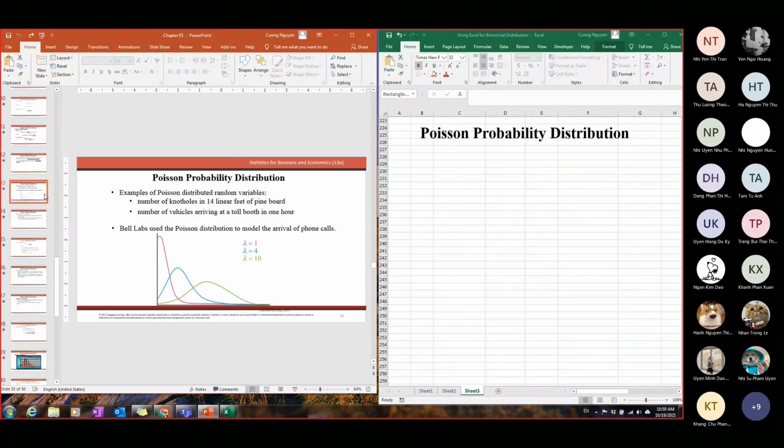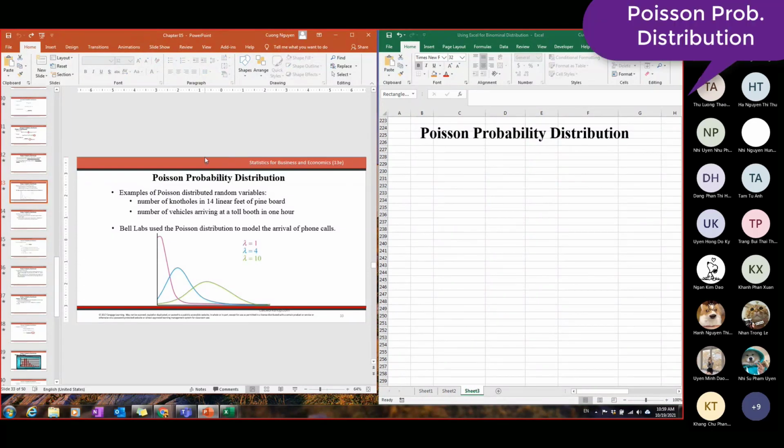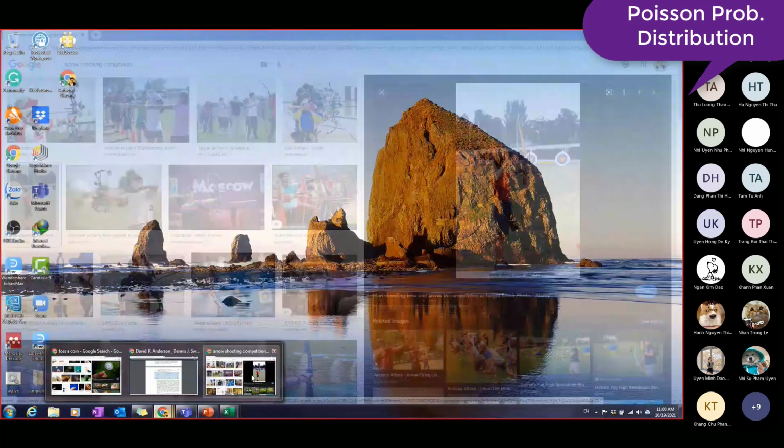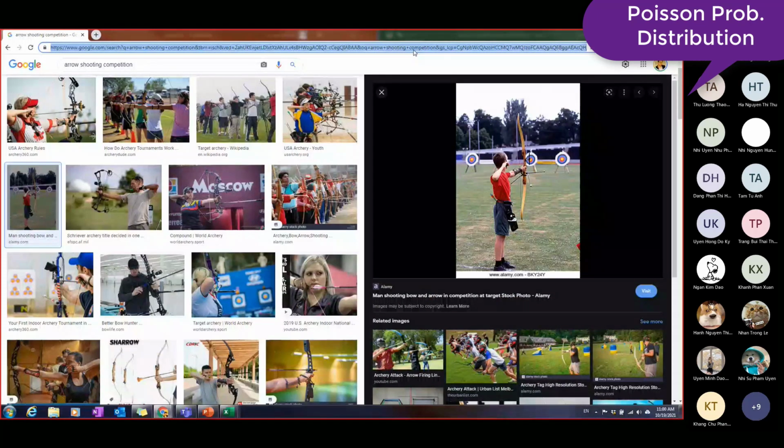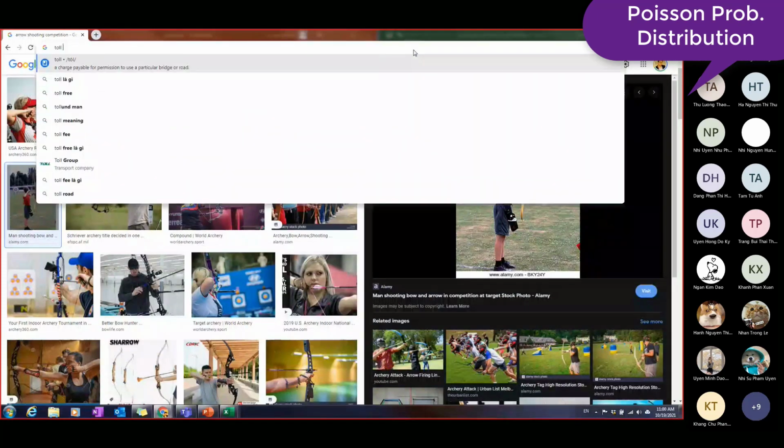With the Poisson probability distribution, people can talk about examples. The first example, as I already told you, is the number of customers coming to the store a day. Another may be the number of vehicles arriving at the toll booth in 1 hour. The toll, okay?